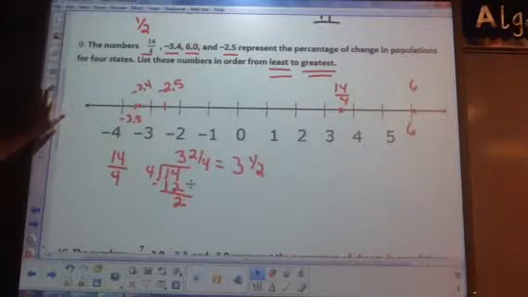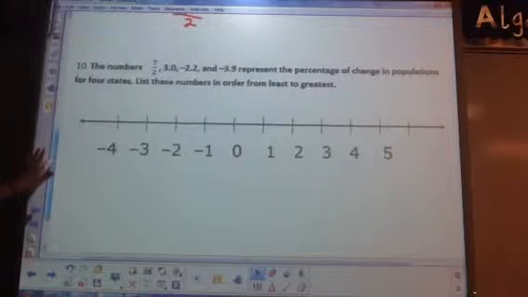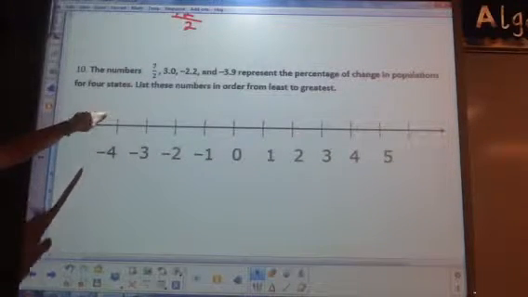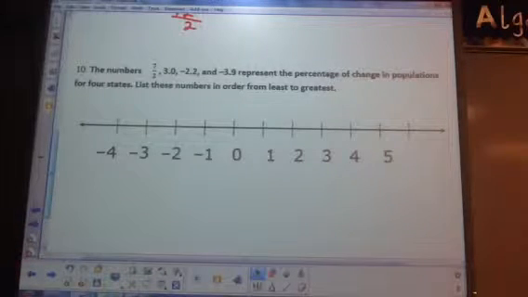Okay, let's have you do number 10 on your own. Read the question. Underline key information, read it again with your close reading that you were taught last year, and then graph it on the number line.